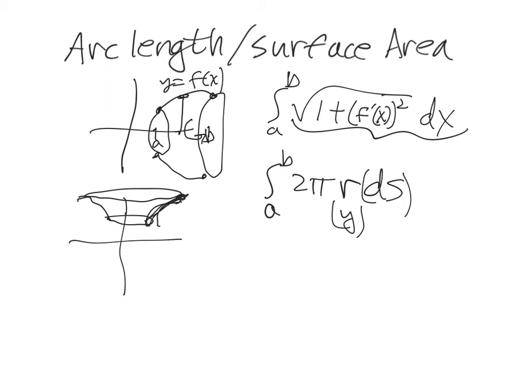but the radius here would just be x. We wouldn't need the function, it would just be the x part. The function would still show up in the form of the arc length part. So arc length, surface area, a couple of very similar formulas. Make sure you know how to set it up.